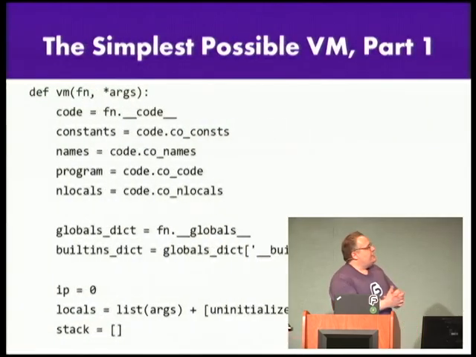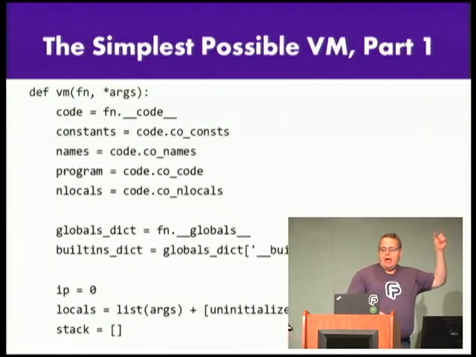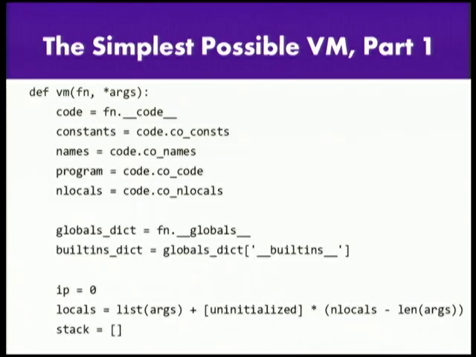Here we go. Def VM takes the callable object and star args. That's the argument array. I pull out 5 things that I need. The code object, the constants table, the names table, that's for globals, the program, that's the bytecode, and the number of local variables for each call. I pull out the globals dict and the built-ins dict. That's how I can look up globals and built-ins.